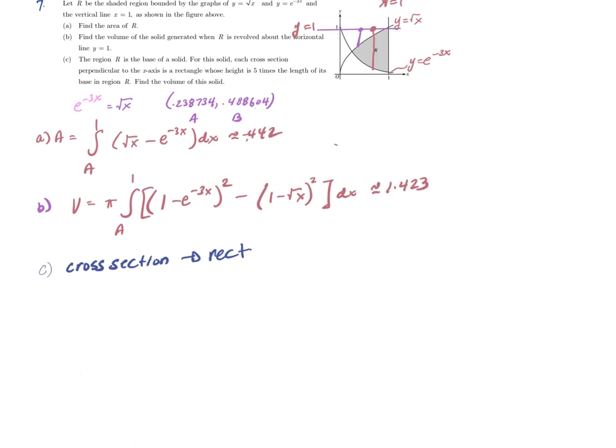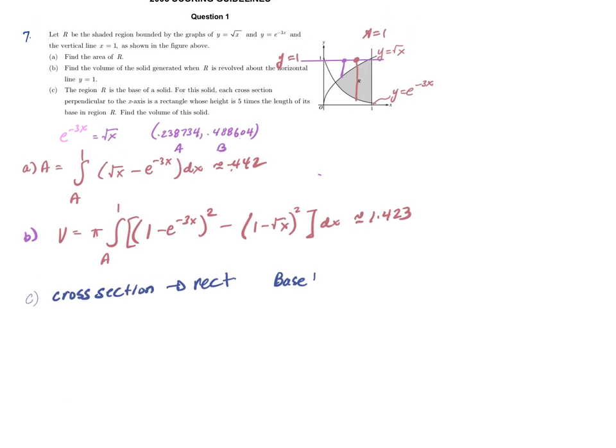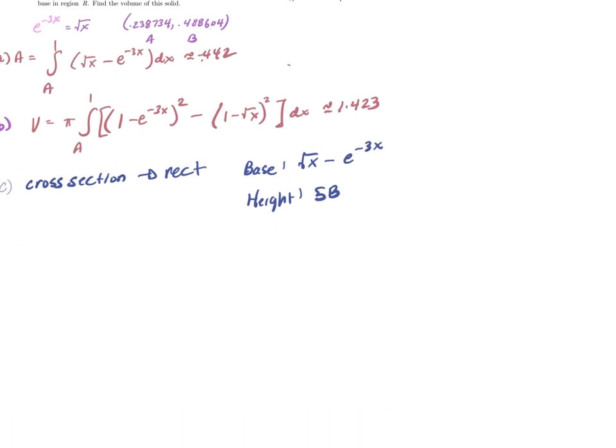So we know that the base is going to be the upper minus the lower. So the base is root x minus the lower, which is e to the negative 3x. So the height is 5b, or 5 times the base, so it's going to be 5 times root x minus e to the negative 3x.